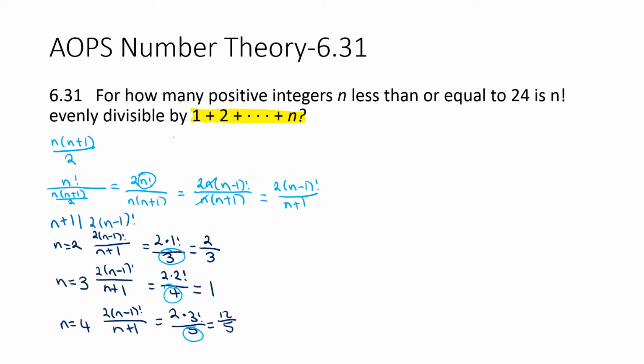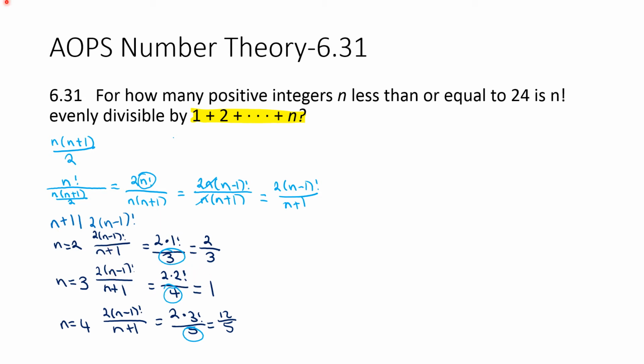And this is because if n plus 1 is prime, then that means it cannot be split into smaller numbers, and 2 times (n minus 1) factorial doesn't contain this number, because it's n plus 1 and this is (n minus 1) factorial, so it wouldn't contain any numbers that's this number. So it will always be a fraction, since the denominator can't divide the numerator.